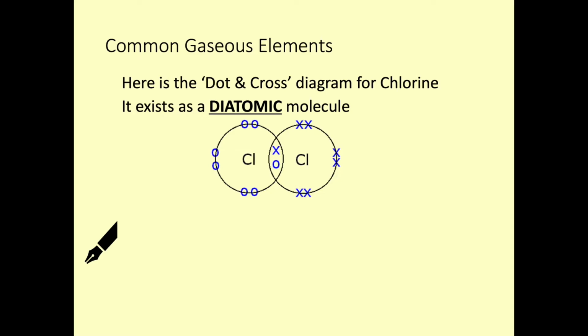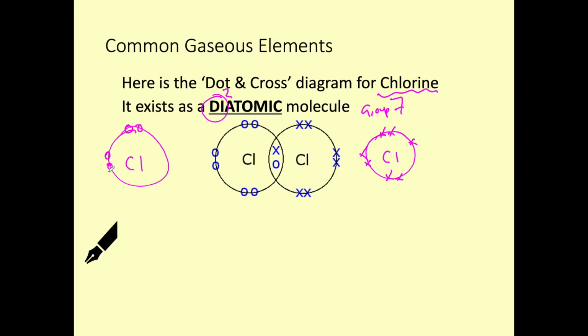So this is showing you a dot and cross diagram for chlorine, which is a diatomic molecule. So di means two, so chlorine existing as a molecule with two atoms bonded together. So using our periodic table, we can see that chlorine is in group 7. And so each chlorine atom has 7 electrons in its outer shell.